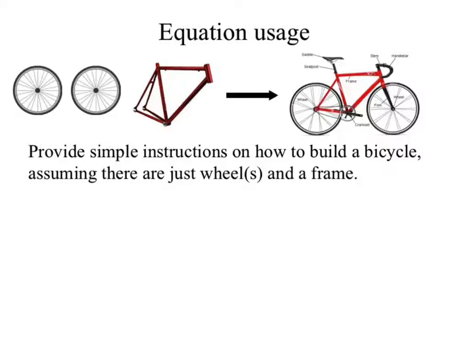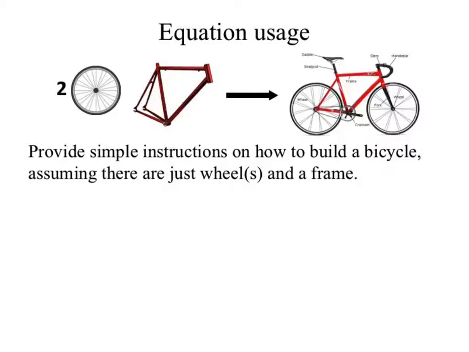Okay, so let's take a look. Simple instructions on how to build a bicycle. What do we have to do? I need 2 wheels and a frame. I take those 2 wheels and the frame, I put them together, and I now have, ta-da, a bicycle. For those of you who know how to build bicycles, keep it simple. I don't want to draw all the other parts.